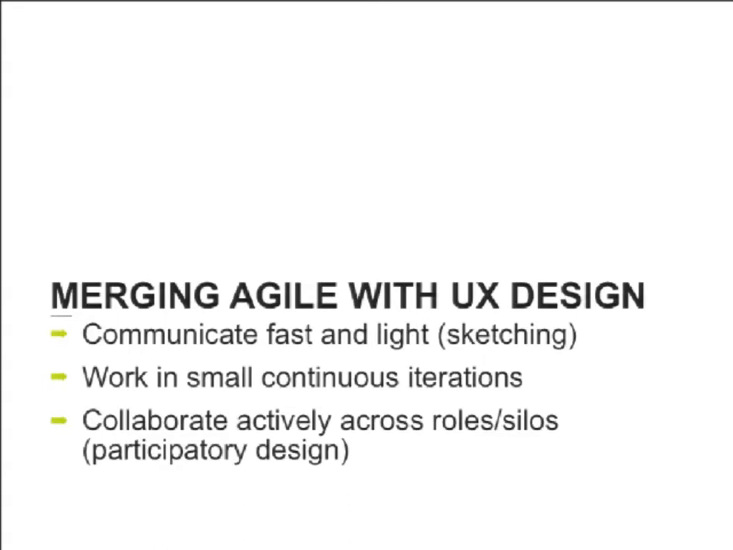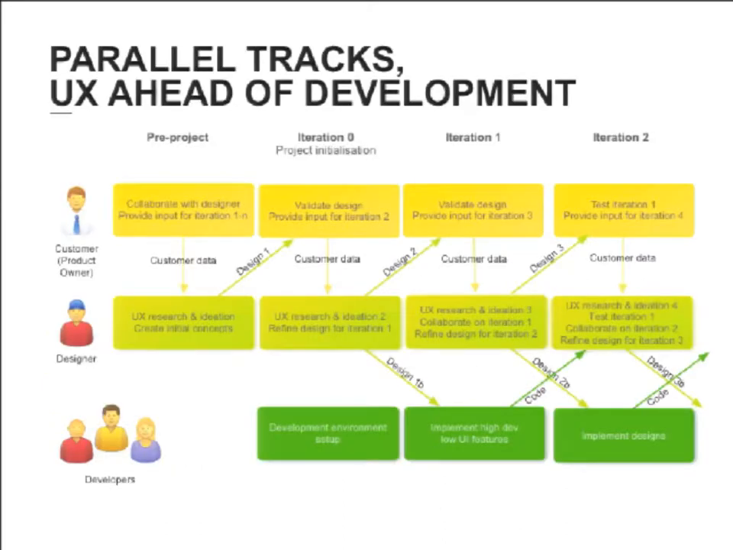But there are some patterns emerging, and some of them are here, like communicate fast and light by sketching, work in small and continuous cycles, and collaborate actively across roles. So this is also something in the design world which is called participatory design. So how this actually works in practice is that there are parallel tracks, and the UX is ahead of development. So the product owner and the developer, the designer typically work together and sprint ahead of the development.